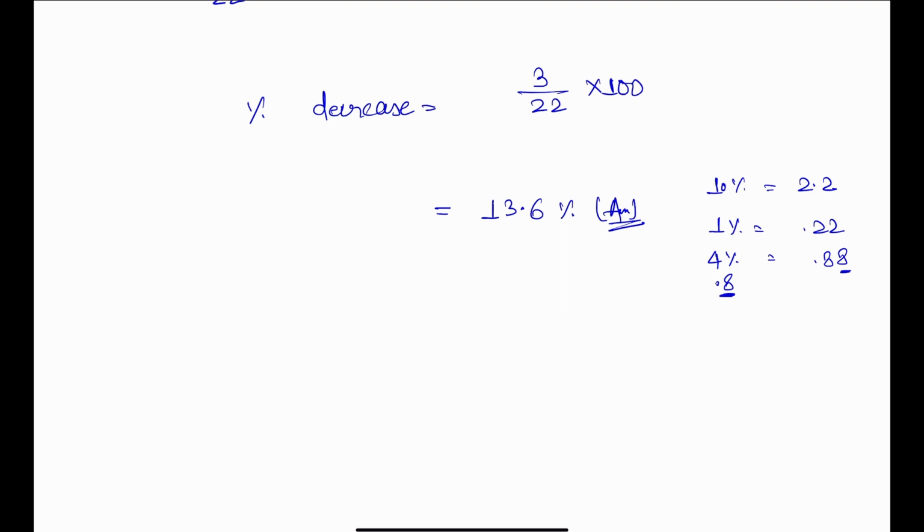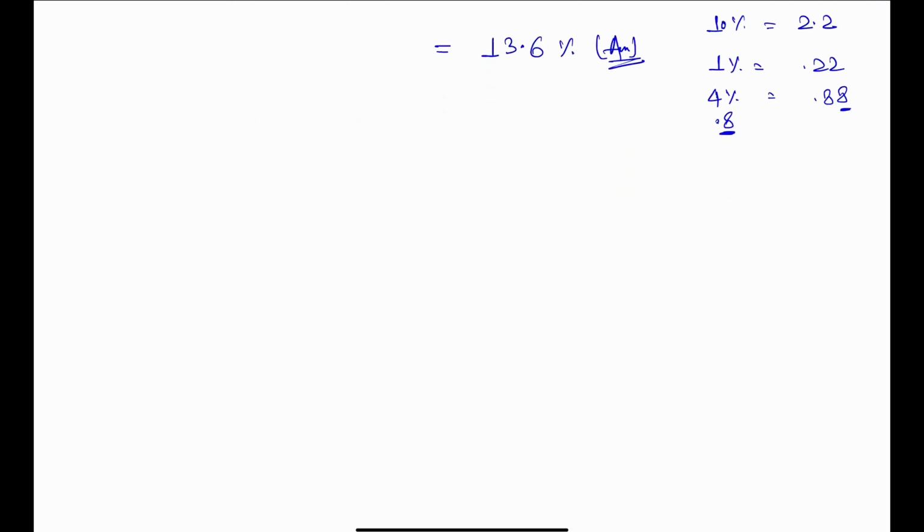There is one more thing we can do. If we want, we can divide it by 22, so it will be 300 by 22, which is 13 plus 7 by 11. We know that 1 by 11 is 9.09, into 7 is 63, so 63.63, so it will become 13.63. That also we can do.